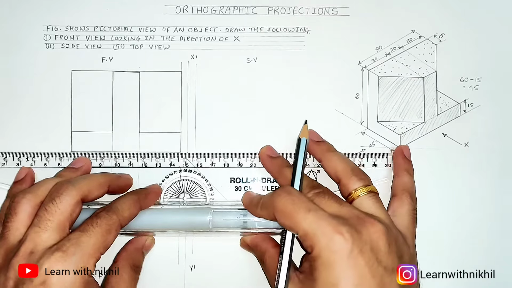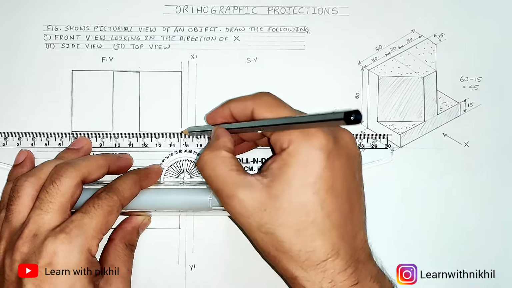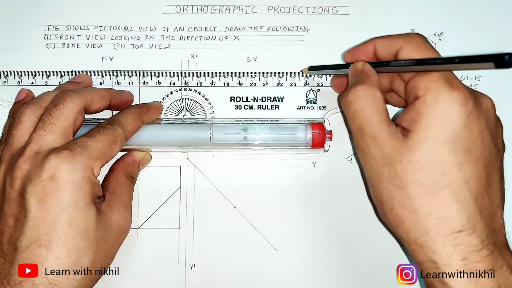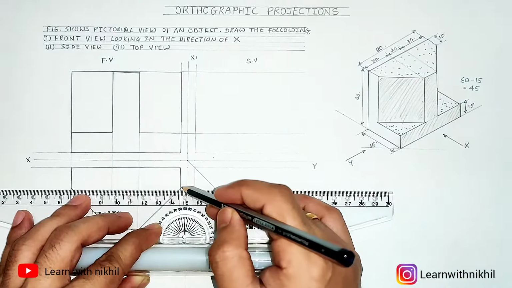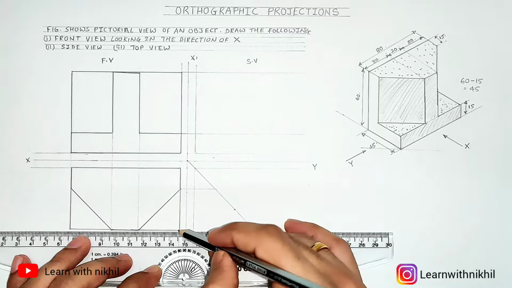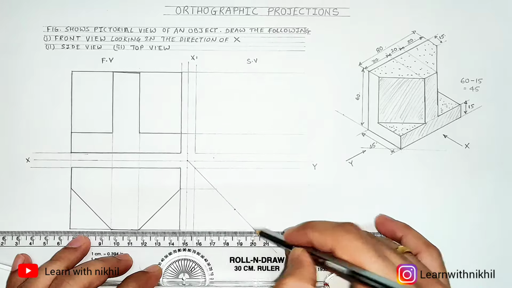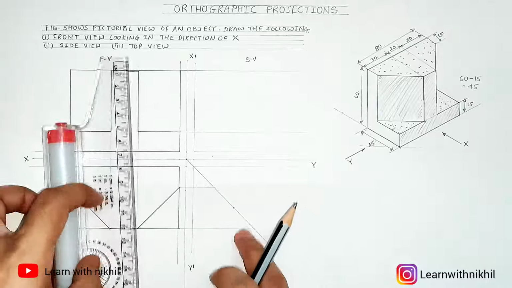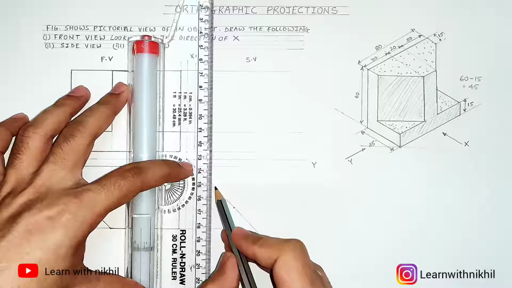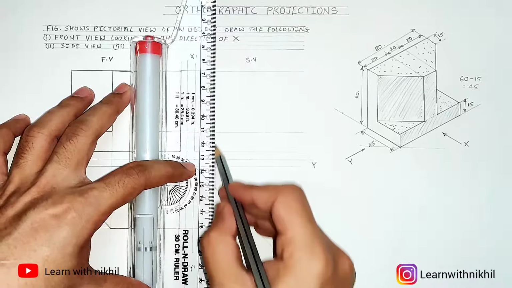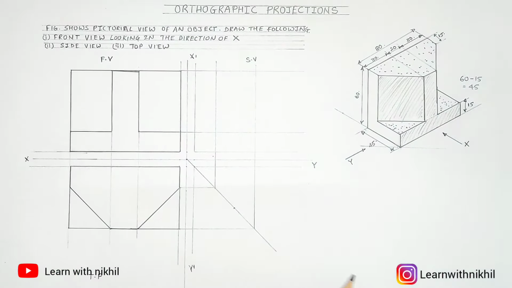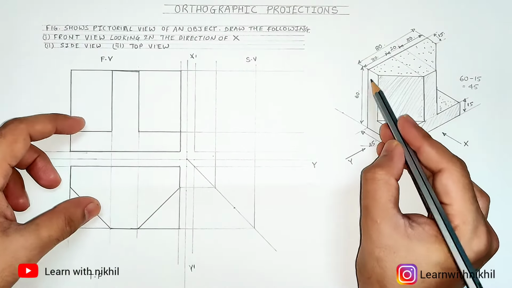Now we will take projection lines from the front view to the side view. Each and every point you have to take. Now from the top view we will take till the 45-degree line. And now from the 45-degree line we will take the projection line to the side view. So this 45-degree line doesn't change the dimension from the top view to the side view.